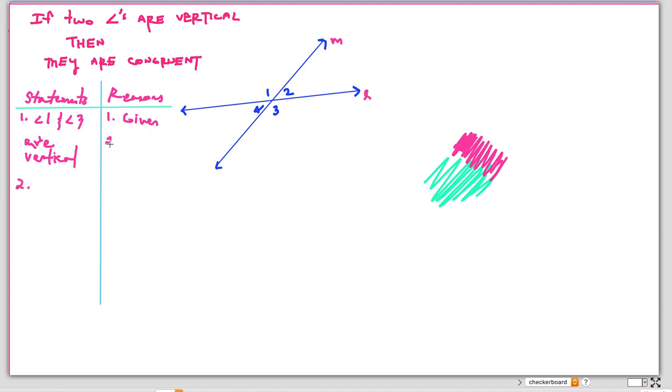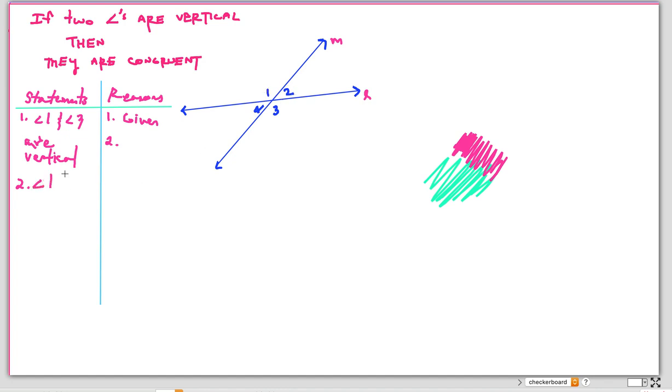And what we should see here is that 1 and 2 are supplementary. Why are they supplementary though? Well, they form a straight line. Okay, so you could just write that angle 1 and angle 2 are supplementary, but also angle 3 and angle 2 are supplementary for the same reason. They both, 3 and 2 form line M, and 1 and 2 form line L. Right? So since they form that straight line, 1 and 2 are supplementary.